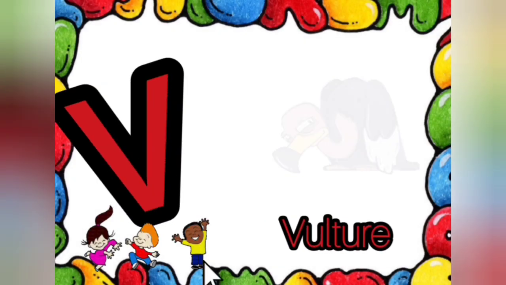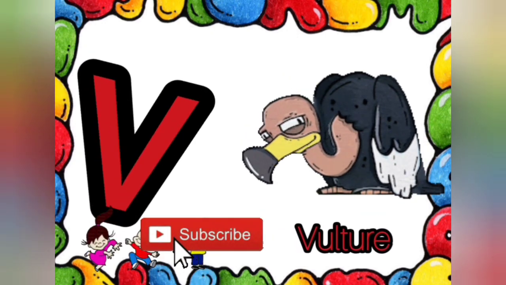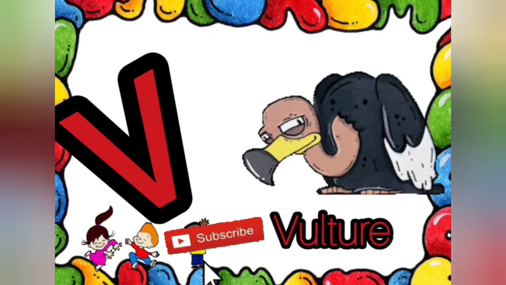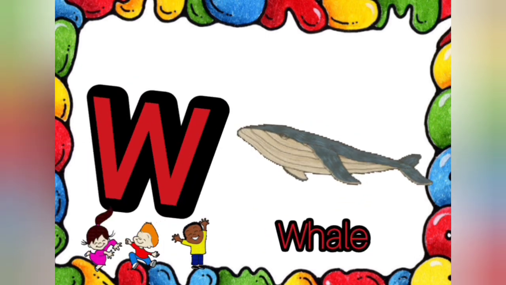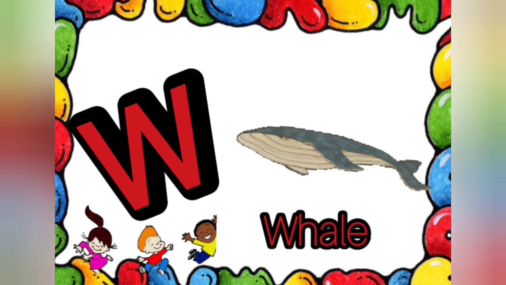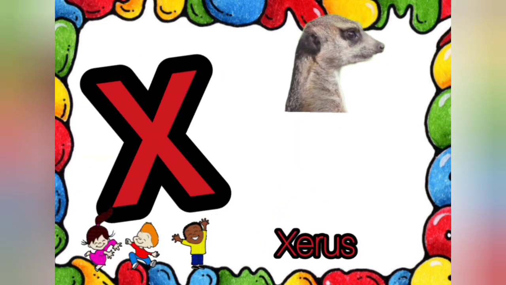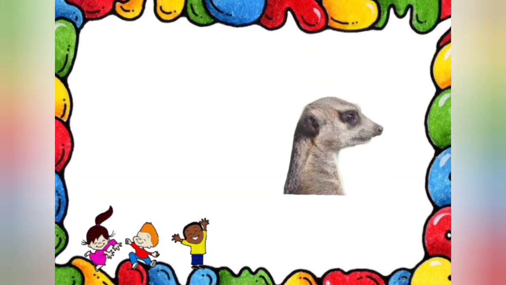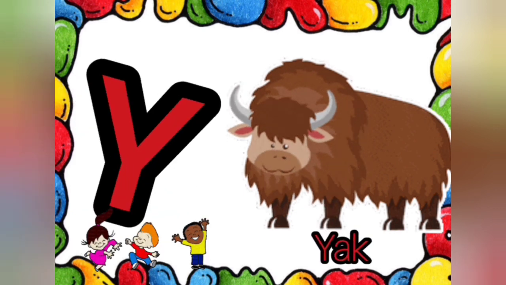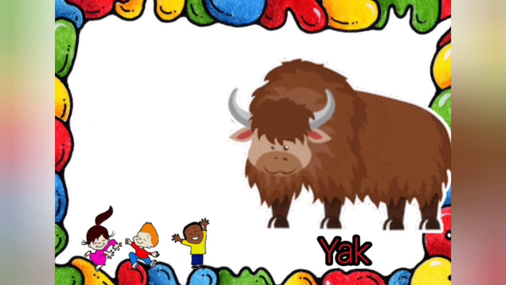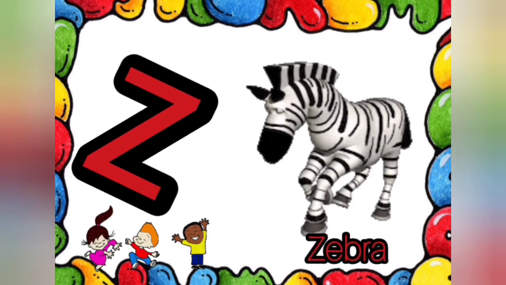V for vulture. W for whale. X for giraffe. Y for yak. Z for zebra.